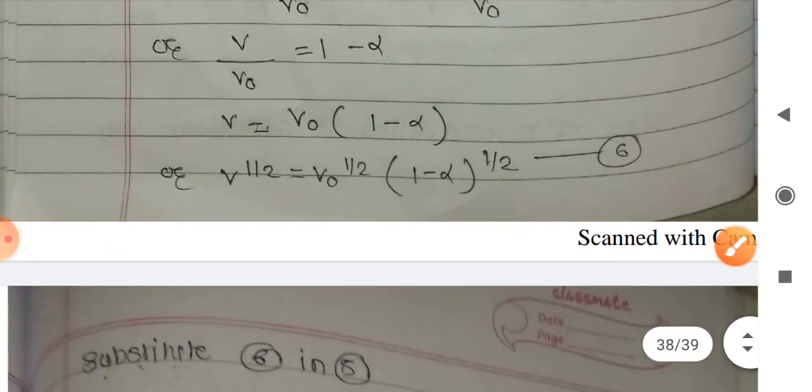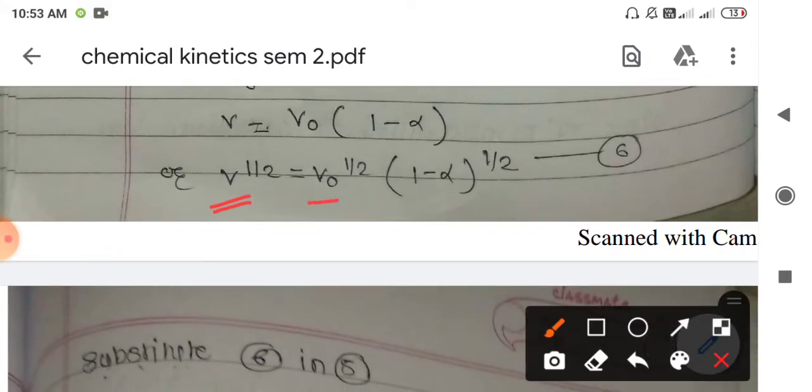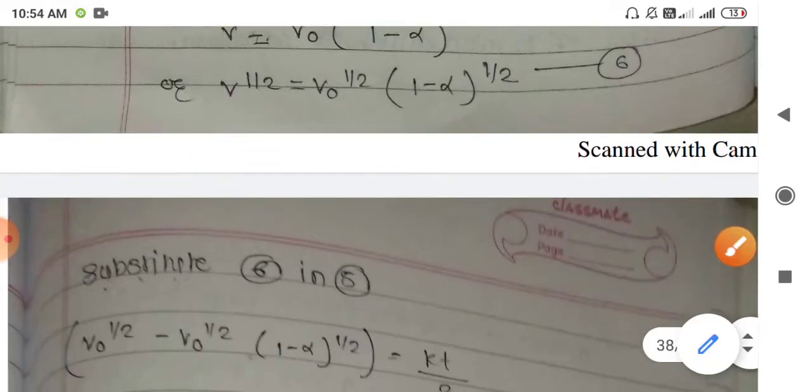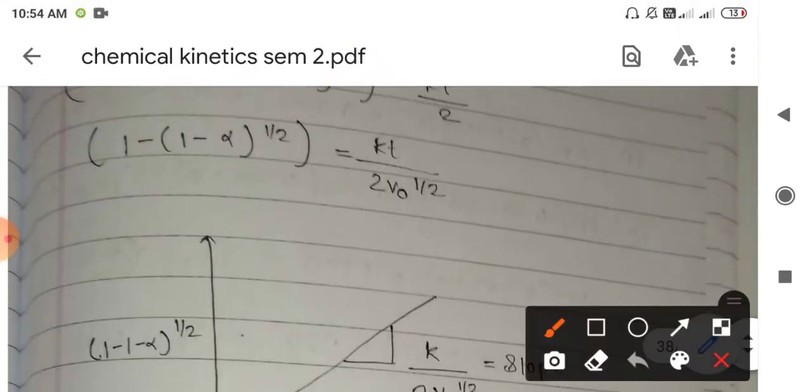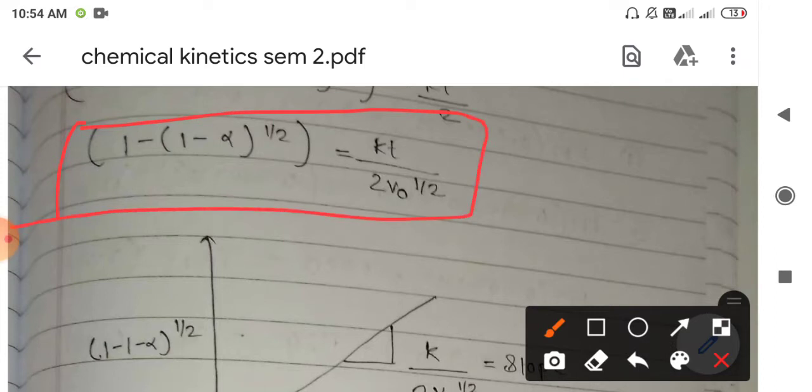So try to find out the value for v, which comes out to be v0 raised to 1 by 2 into (1 minus alpha) raised to 1 by 2. So simply substitute those values and we finally obtain the equation in terms of alpha and t.